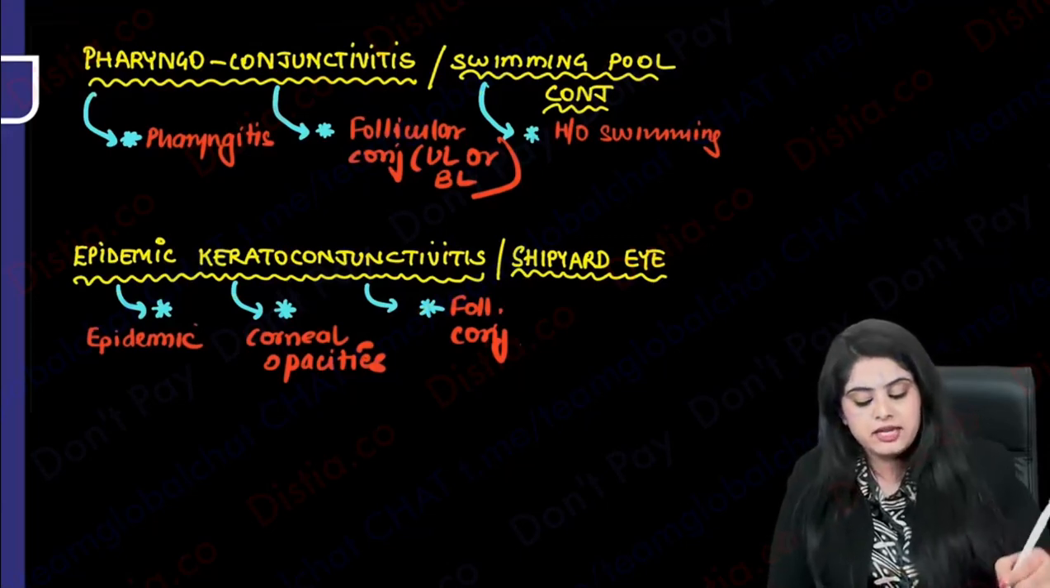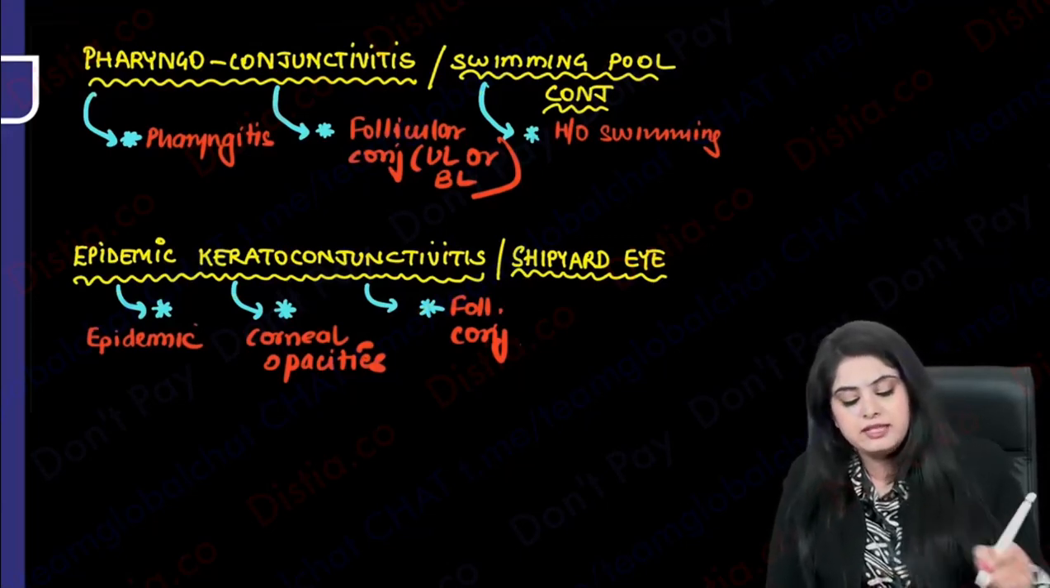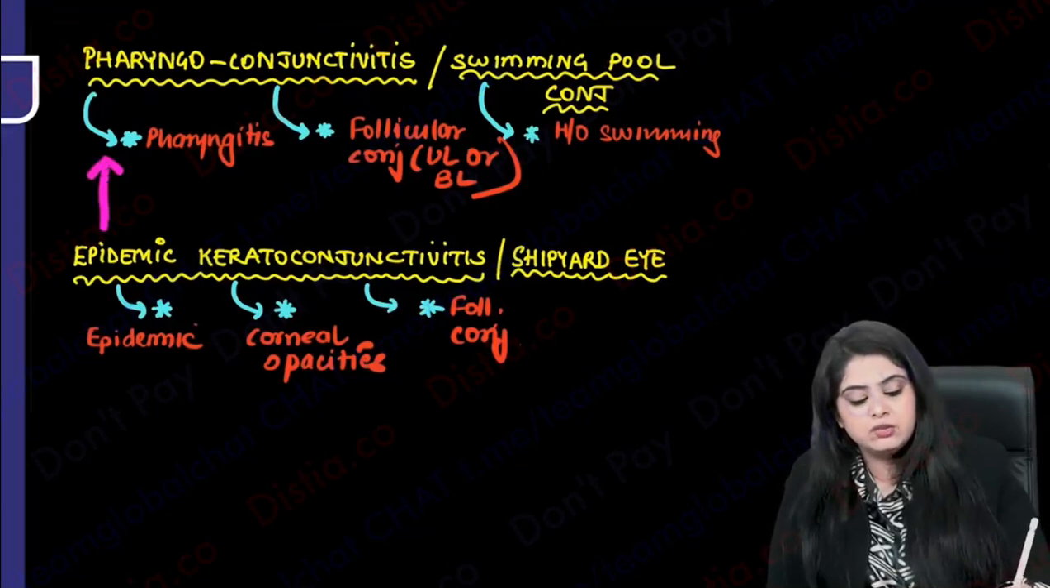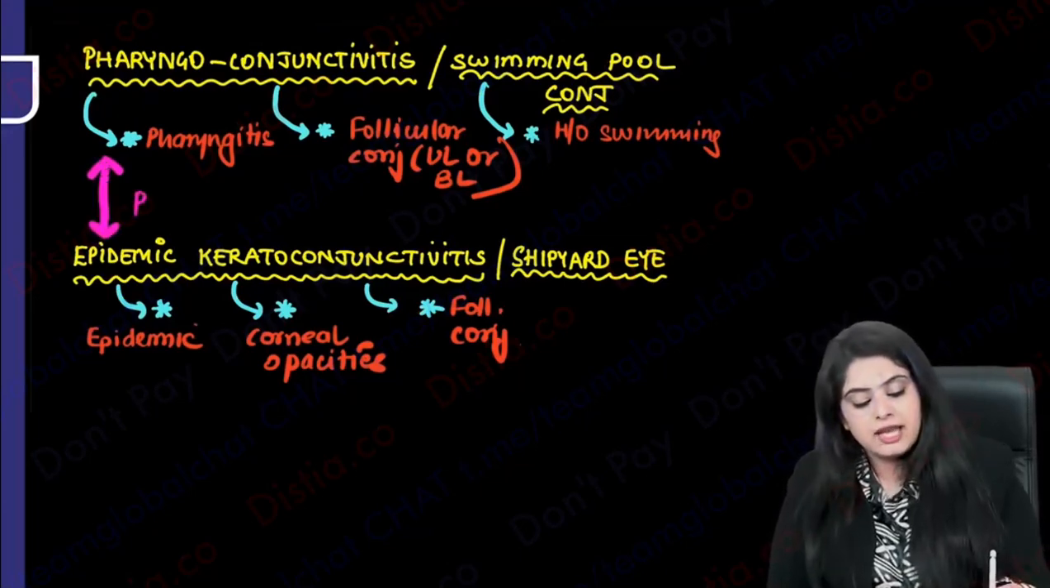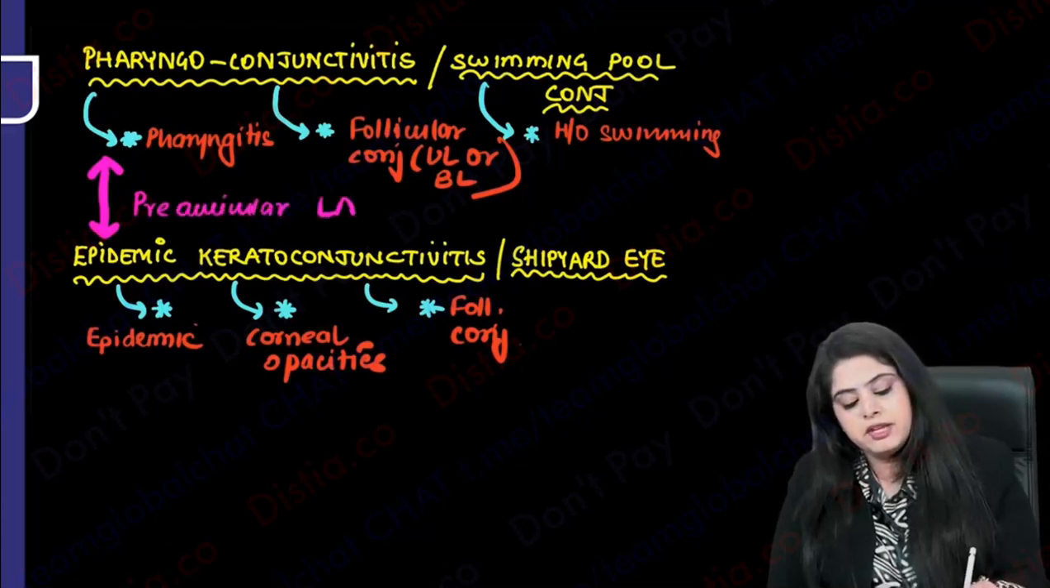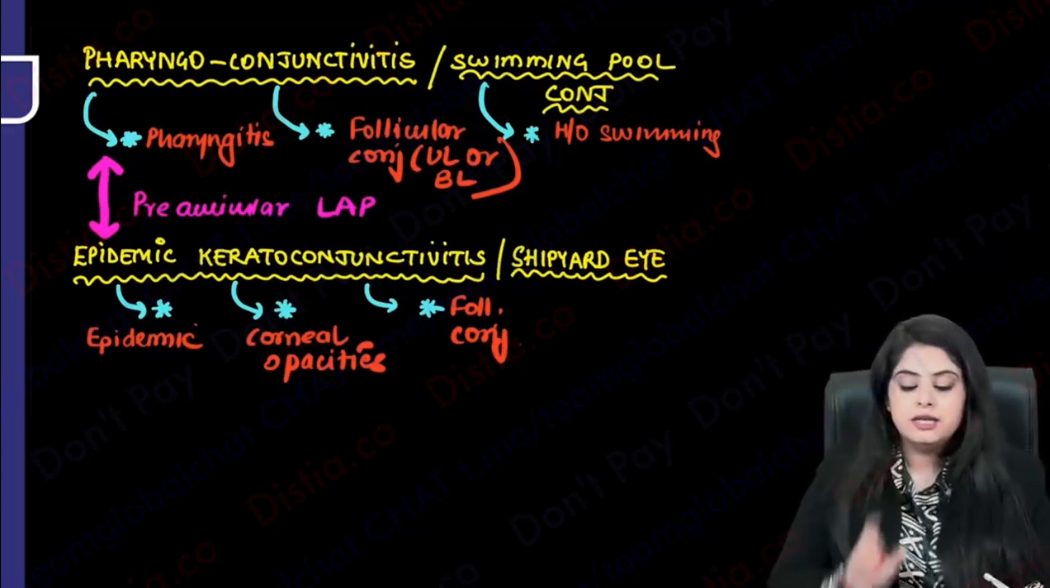Something that is going to be there in both of them, and see at the end of the day, both have some kind of an infection. So can there be a preauricular lymphadenopathy present in both? Preauricular lymph node in both.